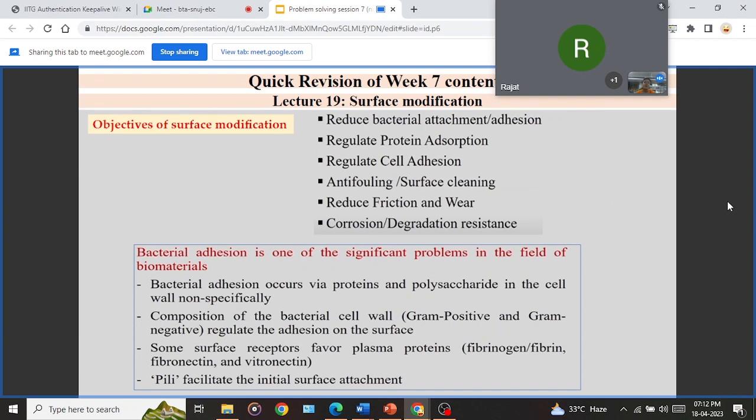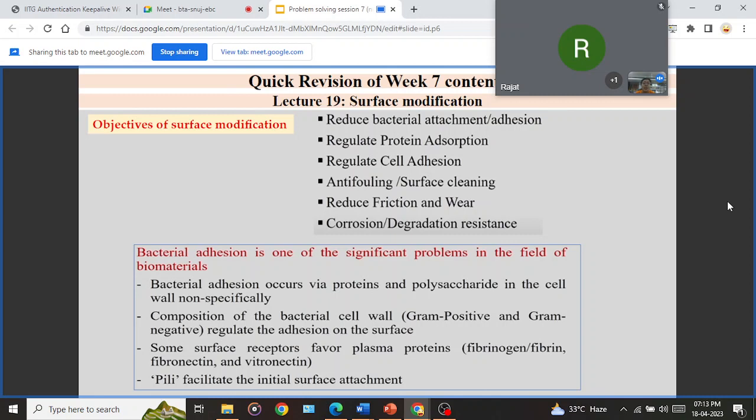So what are these objectives of the surface modification? To reduce the bacterial attachment or adhesion, as we saw that we do not want any undesired interaction. Then we can also regulate the protein adsorption, regulate the cell adhesion, then anti-fouling or surface cleaning. Right. So anti-fouling is basically the growth of these bacteria on the biomaterial surface. Then reduce the friction and wear. So we do not want these implants to cause any wear or tear in the cells, right?